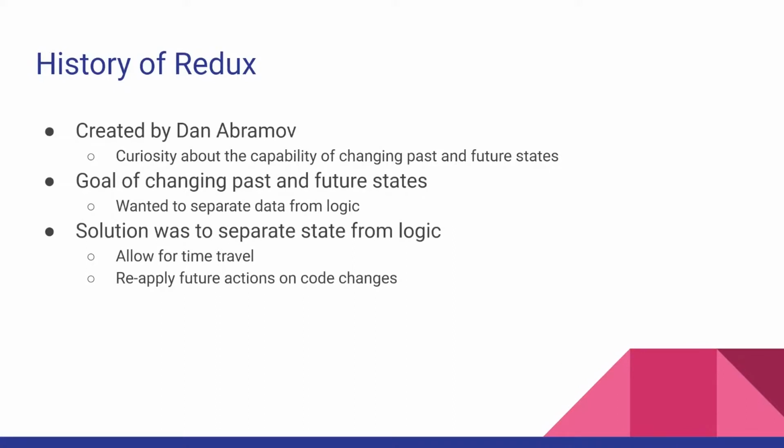The solution to this problem was to separate the state from the logic. This is the birth of Redux. It was initially an attempt to make a proof of concept where the logic could be changed, allowing for time travel. The overarching main goal was reapplying future actions on code changes. Andrew, the author of the Flux implementation Flummox, helped to create the Redux ecosystem of tools, create a proper coherent API, as well as extension points like middleware and store enhancers.